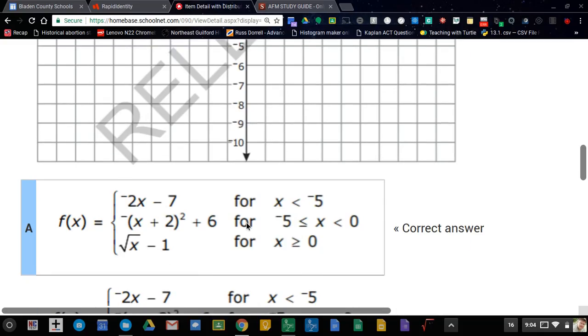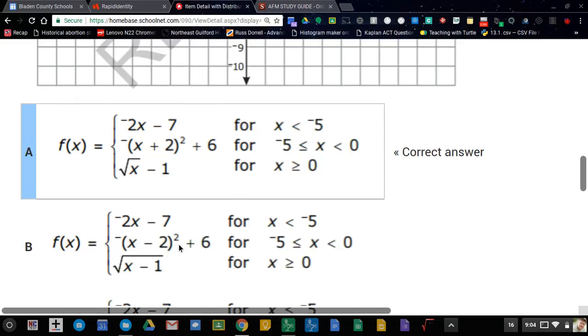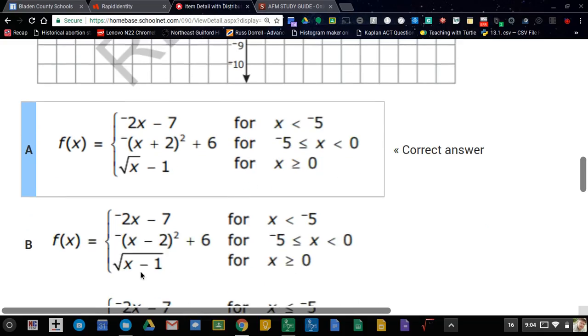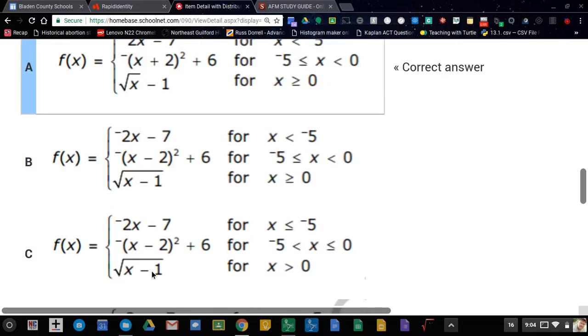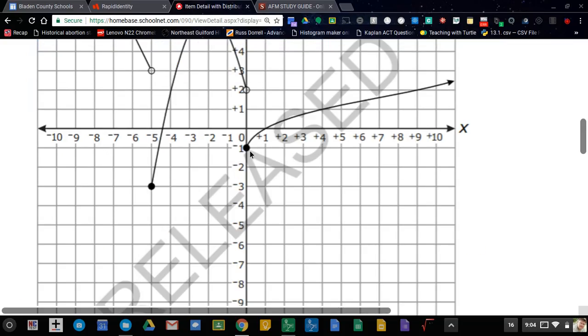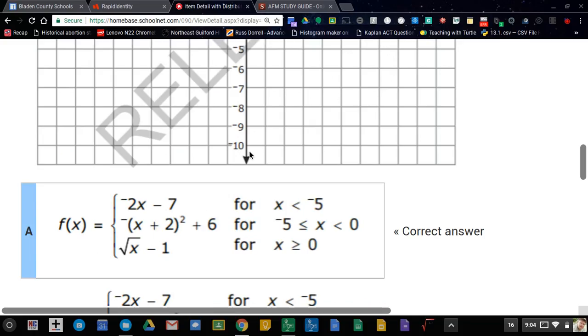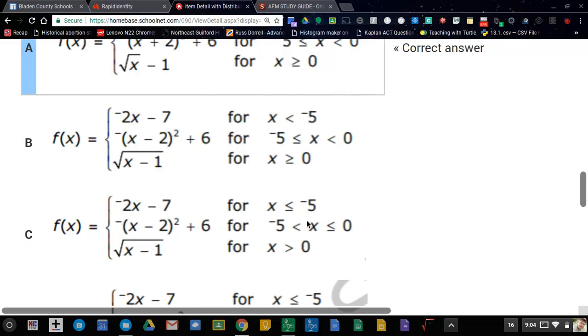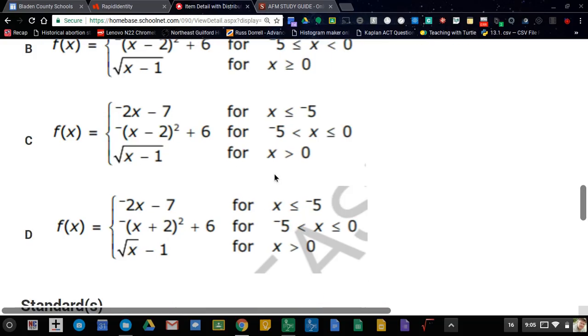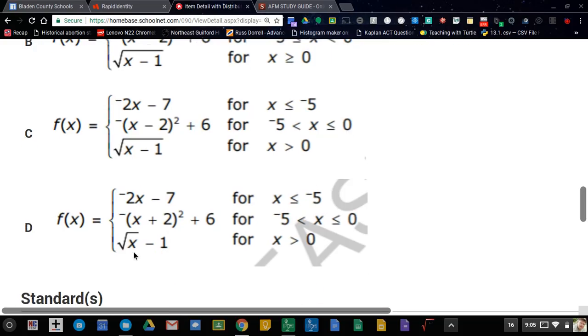All right. Do I see my square root of x minus 1 right there? Yeah, I'm liking that. Do I see it on B? Yes. Do I see it here? Yes, but look at the greater than 0. That should be greater than or equal to 0. So just based on that, I can rule out answer choice C. Just looking at the third piece, this one right here, again, square root of x minus 1. Is that right?